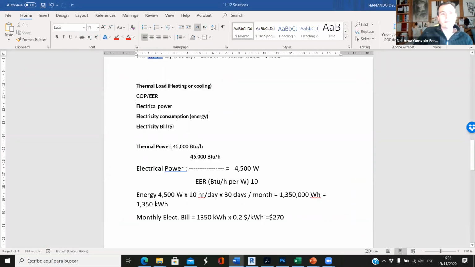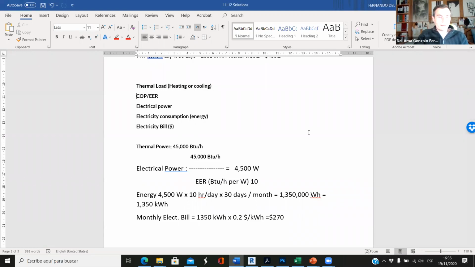Then we have to select a heat pump. Well, first we have to select the systems. This is what we are doing in this course. We are selecting the system. If we are working with a heating system, it can be either a boiler, where we burn something, or we can use electricity with a heat pump.